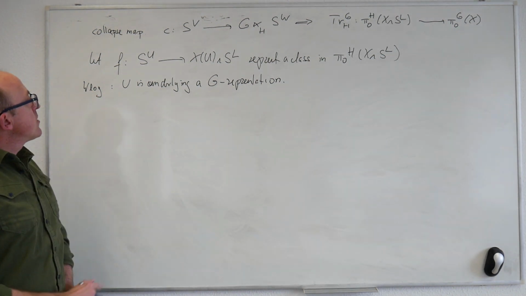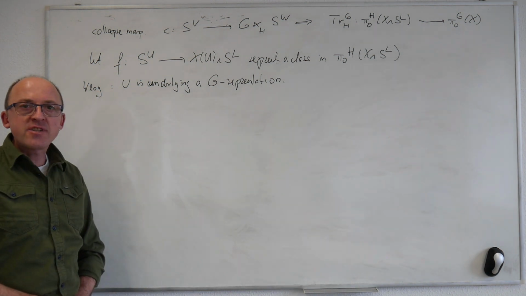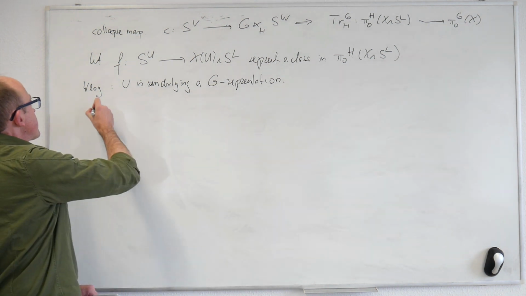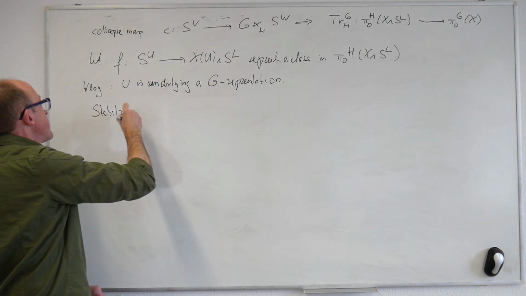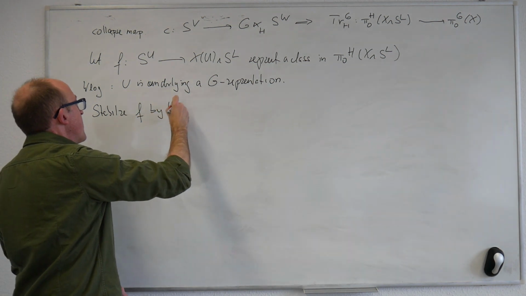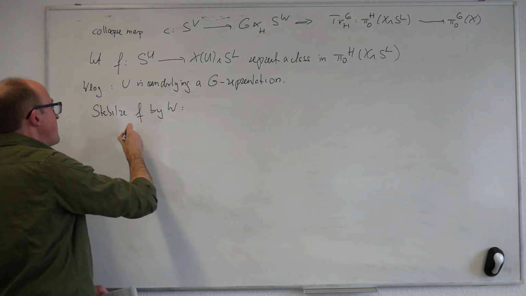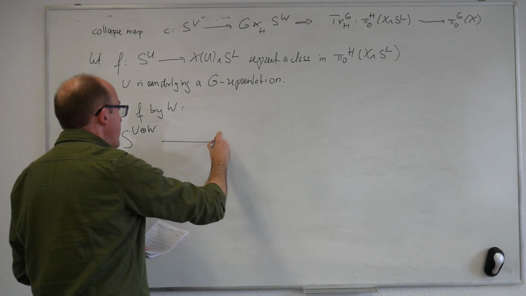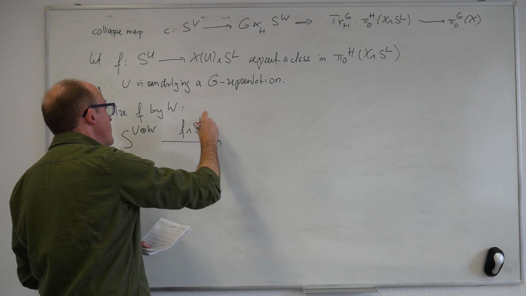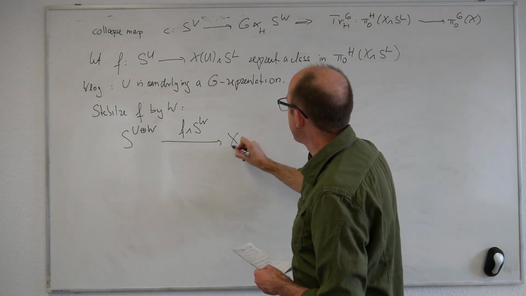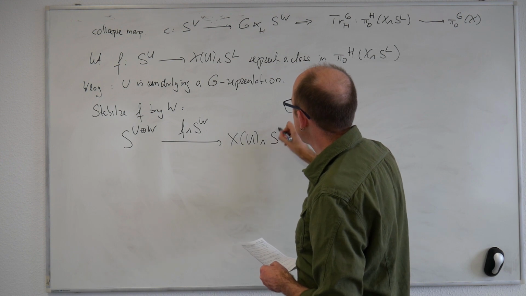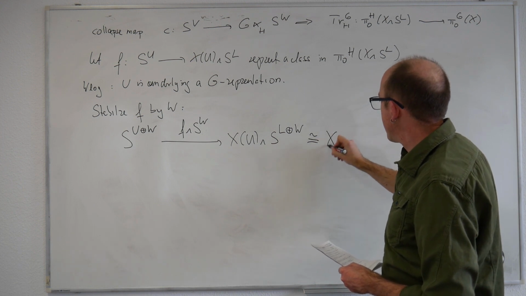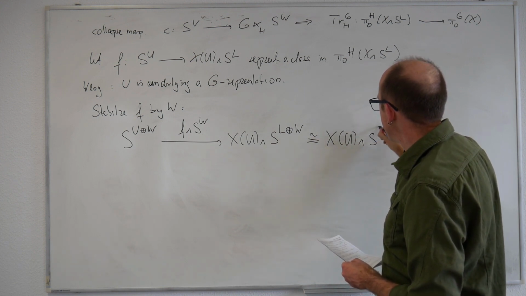Now I'm going to do something else to this representative. I'm going to stabilize it from the right-hand side by the H representation W. So we stabilize f by W. This gives us the following. I go from U direct sum W via the map f smash the identity on the W sphere to X of U smash S^L direct sum W. This I can identify with X of U smash S^V.